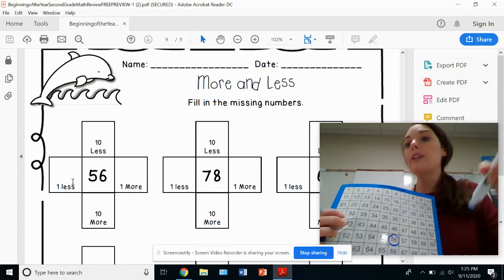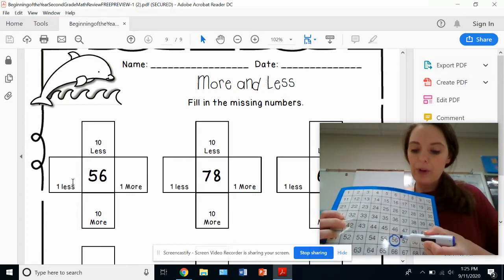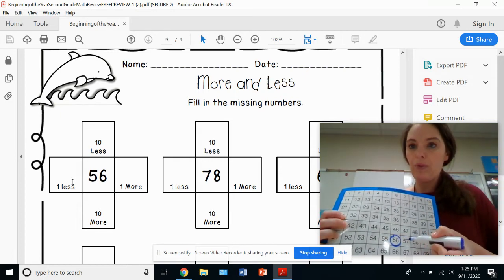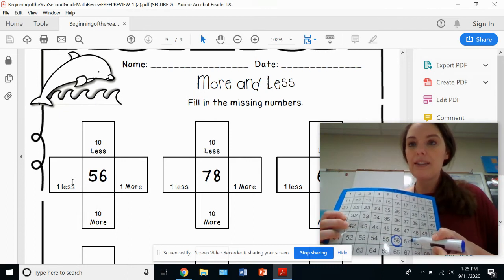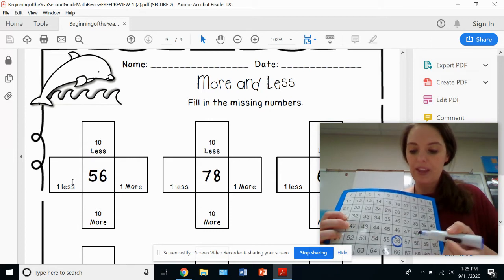And this time I want to know what is one more. So I'm going to move forward in the row 1 to find one more. And that answer is 57.